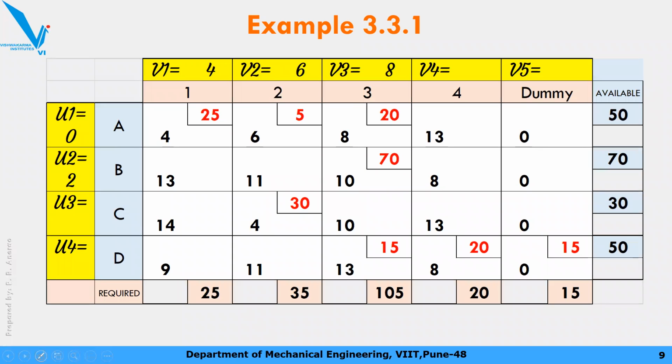u2 is 2. So similarly, you can do this calculation very easily. Now next task, we will go with this allocation for u3. So u3, 4 equal to 6 plus how much? Okay, so it will be minus 2. So 4 equal to 6 plus u3. So u3 becomes minus 2.